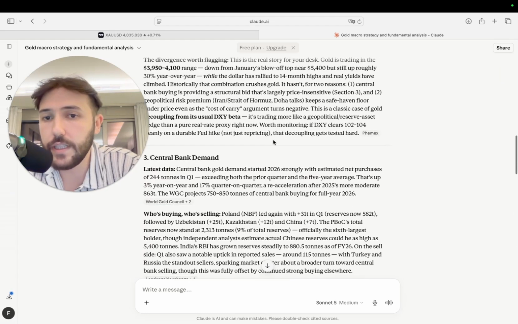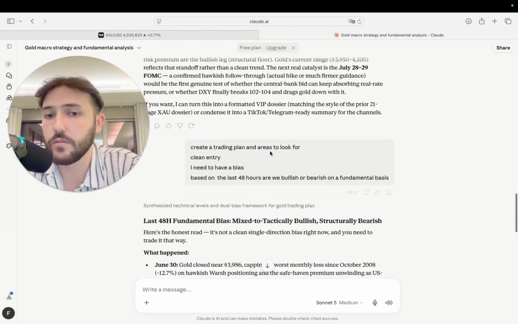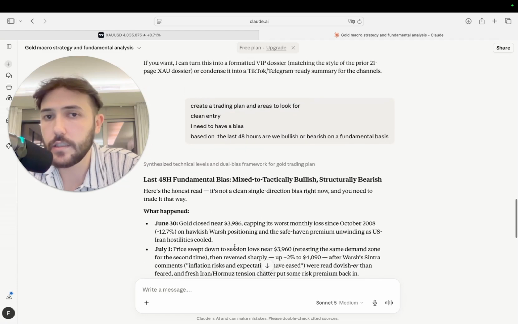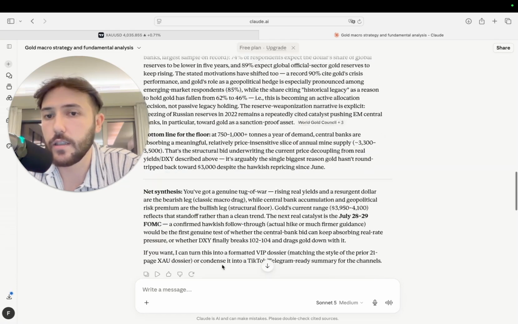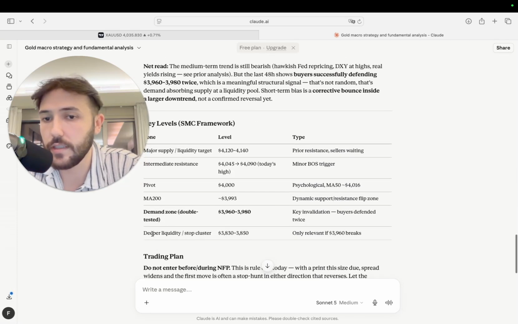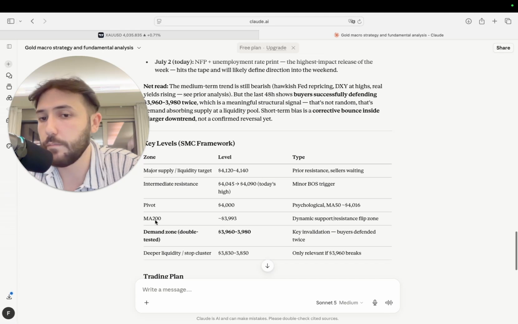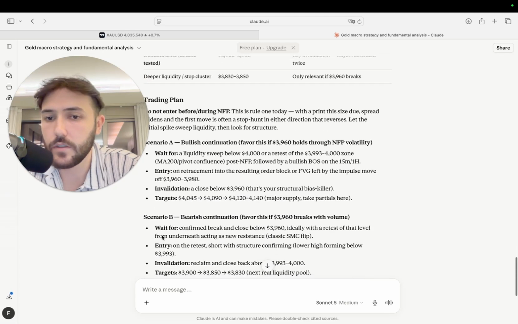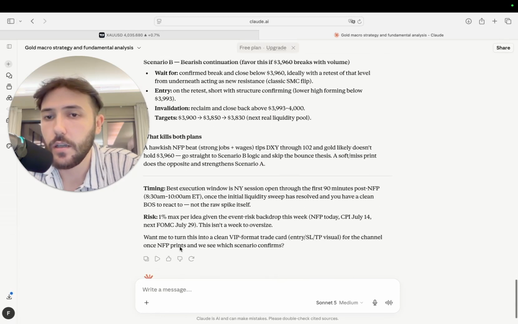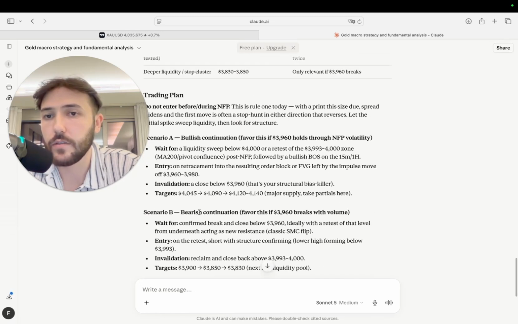So you need that prompt. If you don't send that prompt first, all of this is useless. If you send this without the first one, it's not going to work. Here it's going to use all the data it has been sent before, and clarify it with the demand zone, double tested, the liquidity, basically everything you need. So the key levels, based on my strategy, the trading plan, and both scenarios. I've been training my Claude.